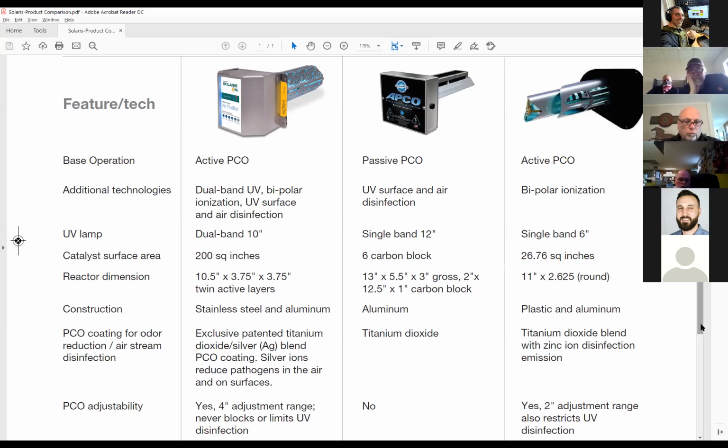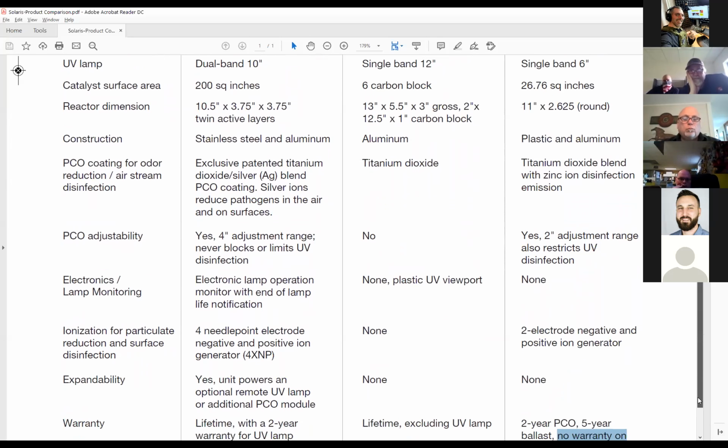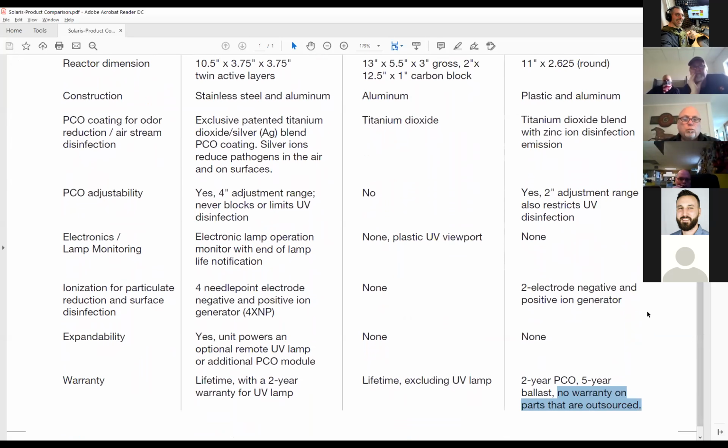So probably be safe to say that ours is more durable. As far as PCO coating for odor reduction and airstream disinfection, we have an exclusive patented titanium dioxide silver (Ag) blend PCO coating. Silver ions reduce pathogens in the air and on surfaces. They have a titanium dioxide blend with zinc ion disinfection emission.